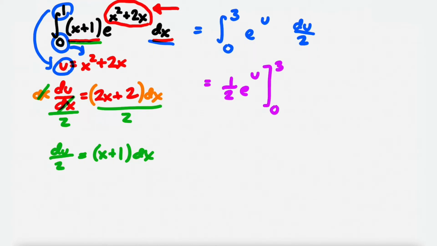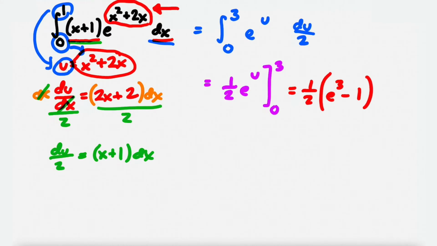Now if you notice, I can just keep it in terms of u. I don't have to plug this x part back in for the u. Don't even need to worry about it. I can just solve this integral. So you're going to end up with 1/2 times the quantity e cubed minus e to the 0, which is just 1, because anything to the 0 power is 1, except 0. And you end up with an answer that looks something like this right here.